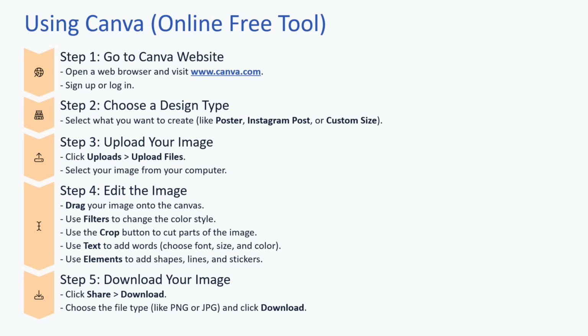Next we will see how to use Canva, which is an online free tool. You have to go to the Canva website, then sign up or log in, then choose a design type, which is what you want to create, like a poster, Instagram post or custom size. Then you have to upload your image from your computer, then you can edit the image.